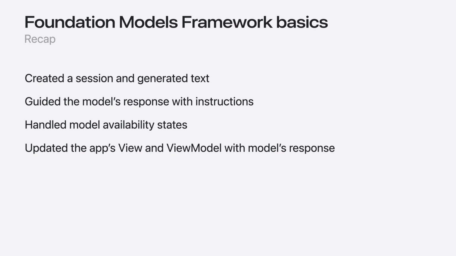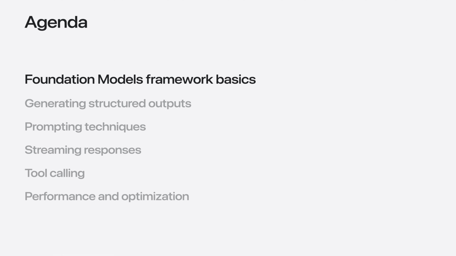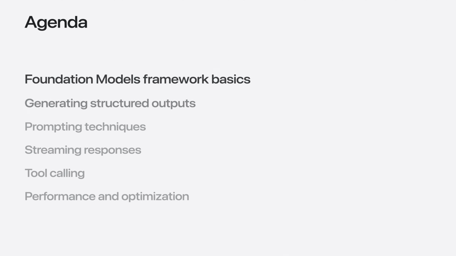In this chapter, we learned how to create a session and prompt the model for a basic text response. We saw how to provide instructions to guide the model's output, and we covered how to handle different availability states using the availability API. Finally, we integrated these features into our app by updating the view model and view. That wraps up chapter 1.